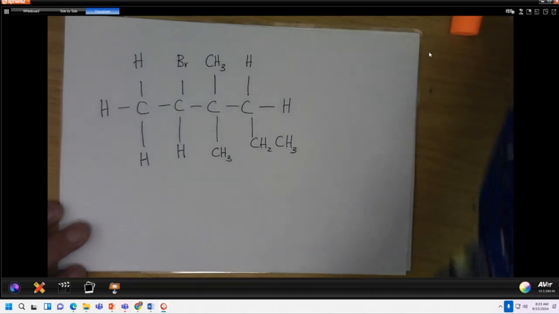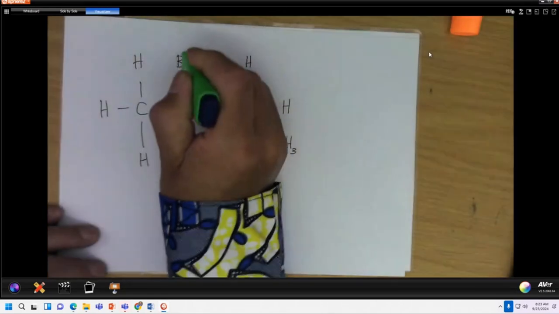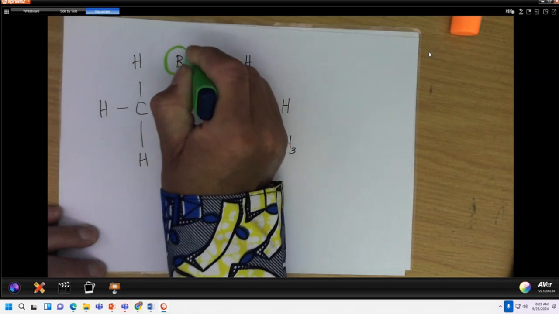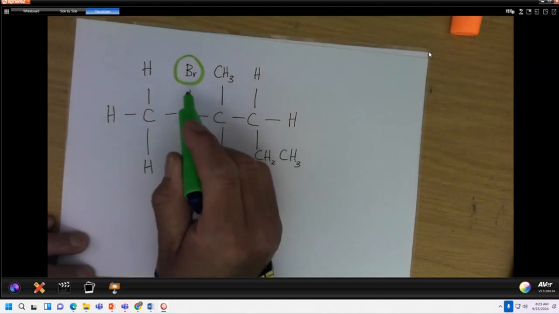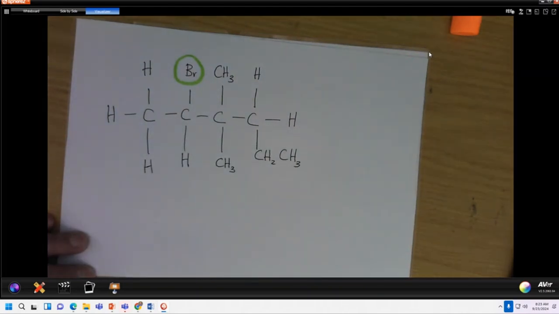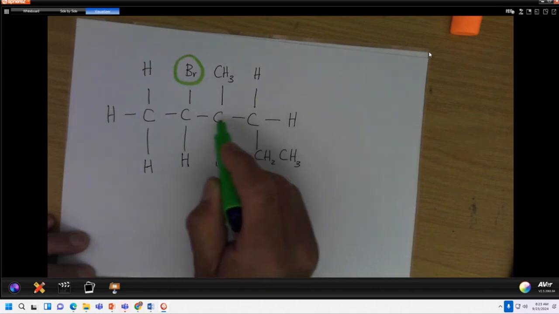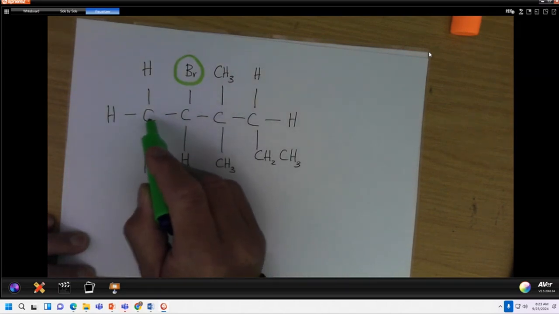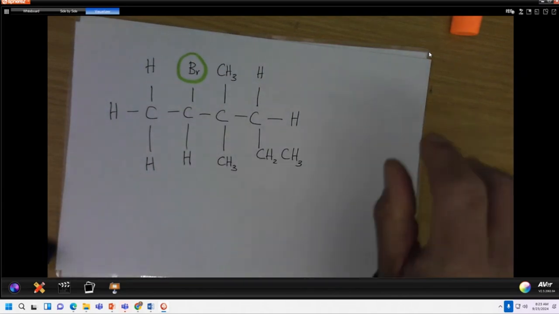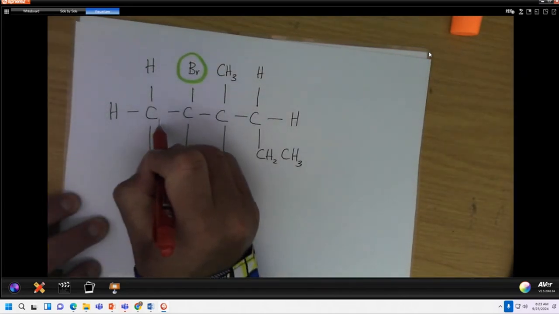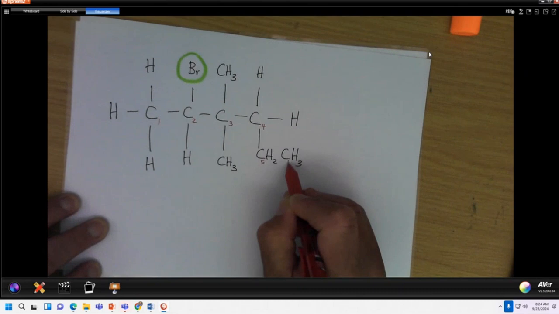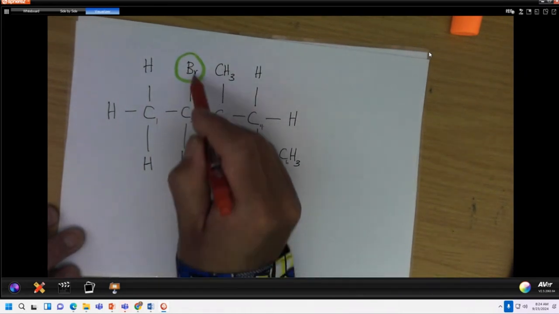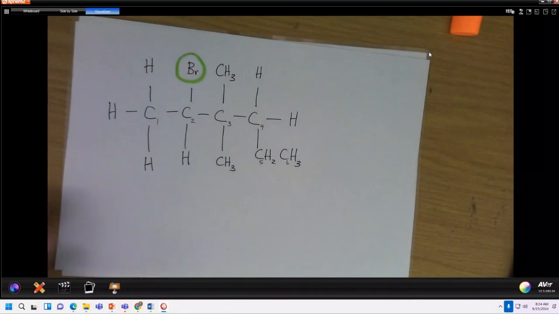You must realize one thing, that the halogens, and I'm going to highlight bromine. Bromine is a halogen. That's one of the attachments. This must get the lowest number in the chain. All right? So we can't go 1, 2, 3, 4, 5. No, no, no. We have to go 1, 2, right? So in other words, I'm going to number my carbons: carbon 1, carbon 2, carbon 3, carbon 4, carbon 5, carbon 6, right? Do you notice that bromine is attached to the second carbon? Now, that's going to be important for us in terms of the name.